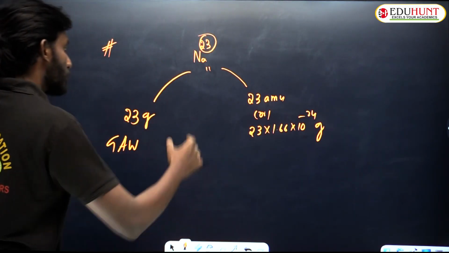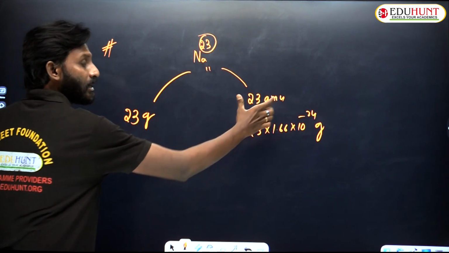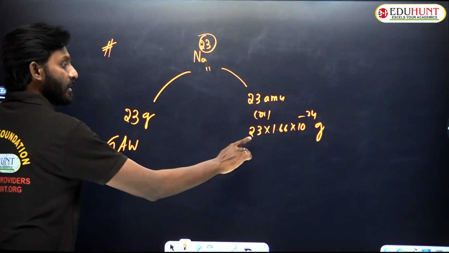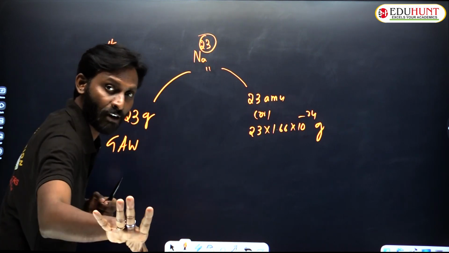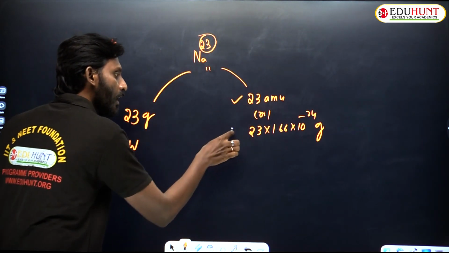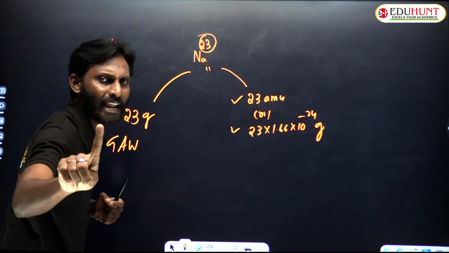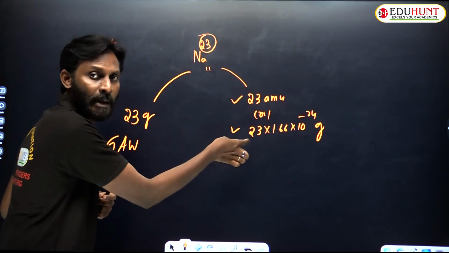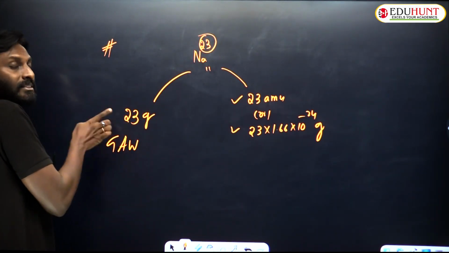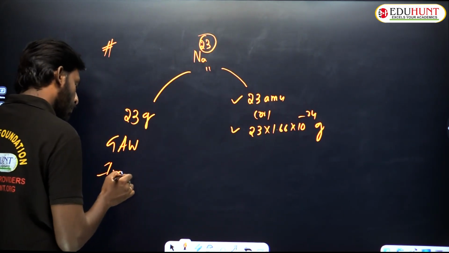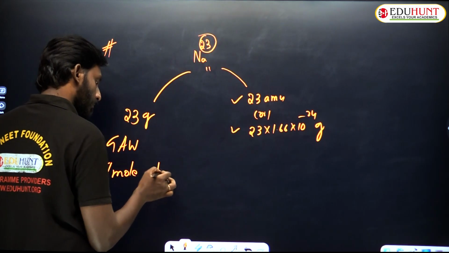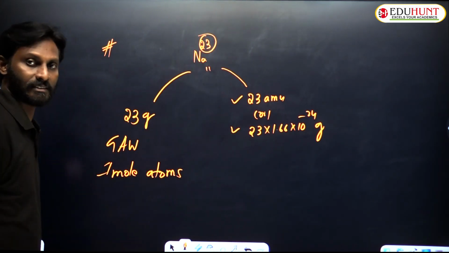So 23 AMU is the mass of one atom. 23 into 1.66 into 10 power minus 24 grams is also the mass of one atom. These two both are the mass for just one atom. This is in AMU, this is in grams. But 23 grams is not the mass of one atom. This is the mass of 1 mole atoms. I hope you got this.